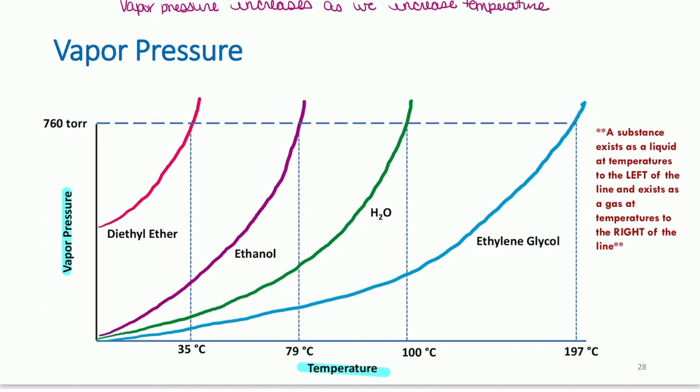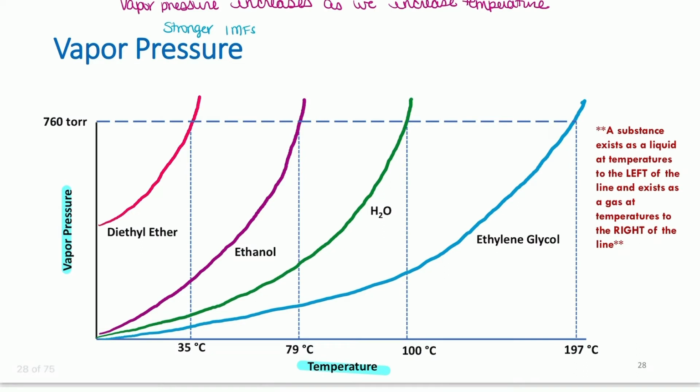The stronger your IMFs, the lower your vapor pressure, and the less volatile that substance is. Looking at diethyl ether versus ethanol versus water versus ethylene glycol. Diethyl ether, we just looked at, but it's got that structure: CH3, CH2, O, CH2, CH3, I apologize.